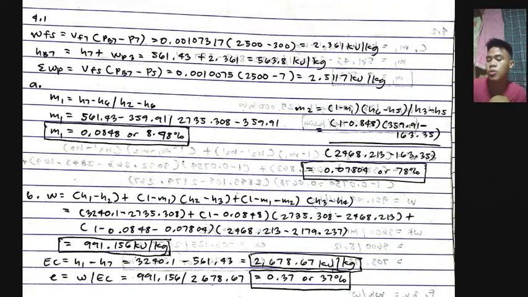And for EC equals H sub 1 minus H sub 7 equals 3240.1 minus 561.43 equals 2678.67 kilojoules per kilogram. So next, E, our thermal efficiency. The formula for that, E equals W over EC. By substituting it, E equals 991.156 over 2678.67, equals 0.37, or 37%.